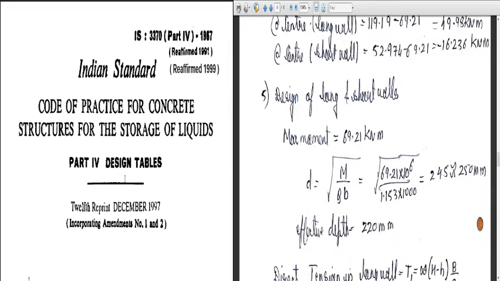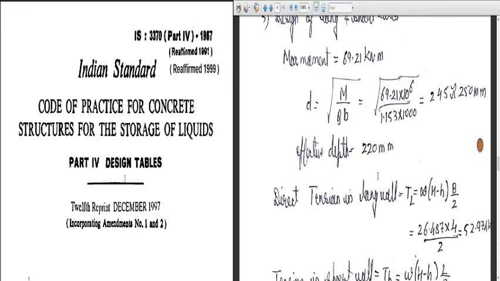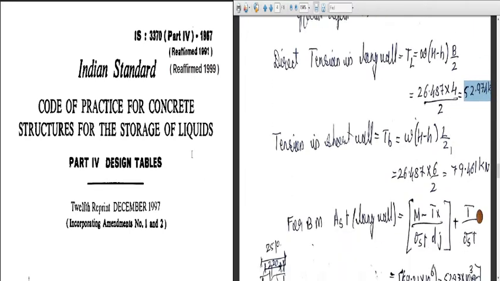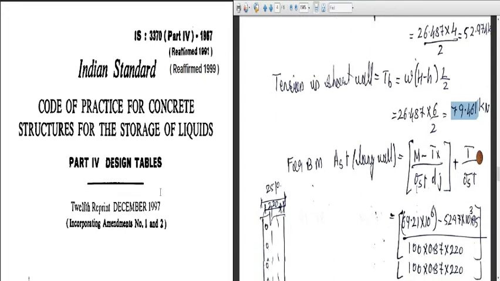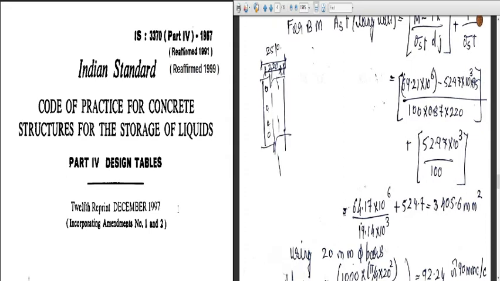The depth was checked and worked out to be 250 mm, and effective depth 220 mm. Then we computed the direct tension in the long wall, which was TL equals omega h minus h into b by 2, which worked out to be 52.974 kilonewton. Similarly, tension in the short wall, TB equals omega h minus h into L by 2, which worked out to 79.461. For the bending moment, AST was computed. So AST worked out to be 3405.6 mm square.